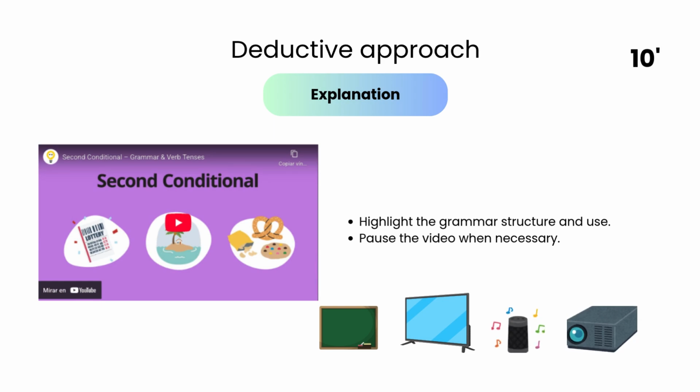So instead of explaining the whole grammar at the beginning, like we're going to see the second conditional today, you start with the Chinese whispers, then you start questioning what they know, and now you can move on and use a video. So my suggestion for this would be to actually present the following video.